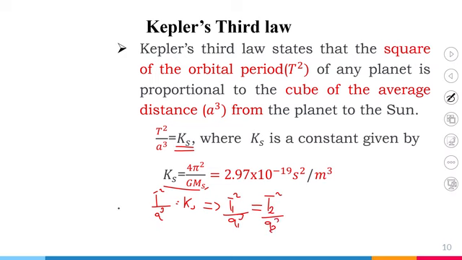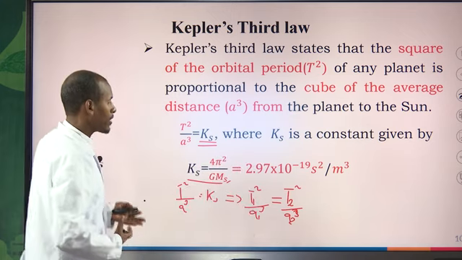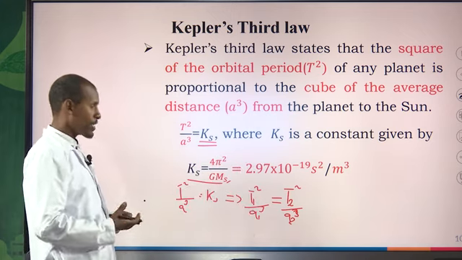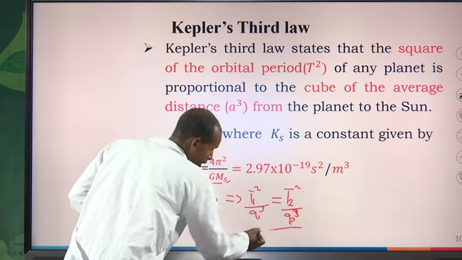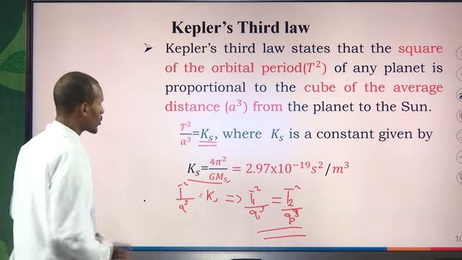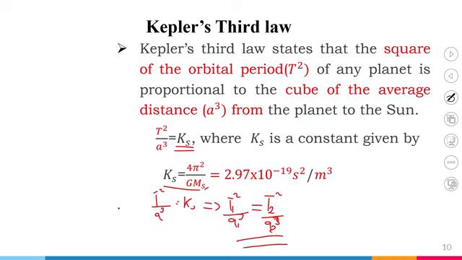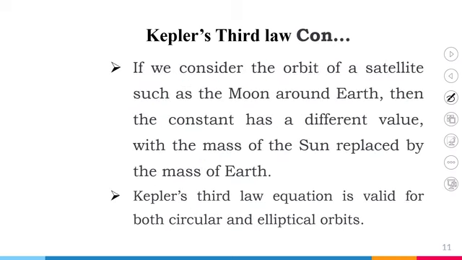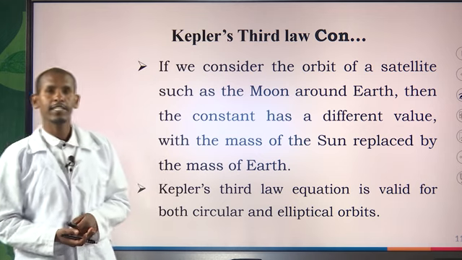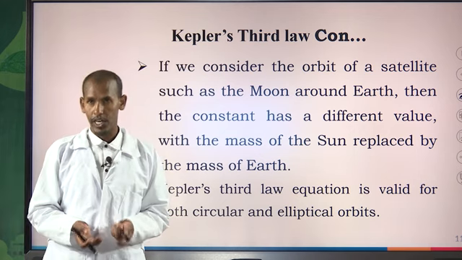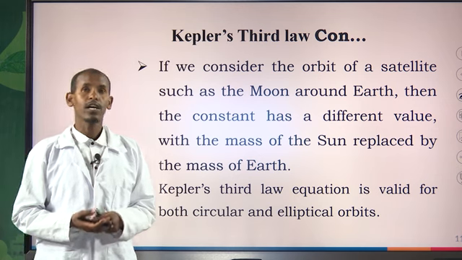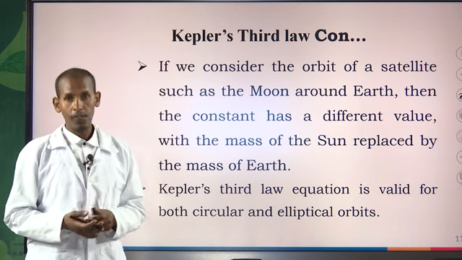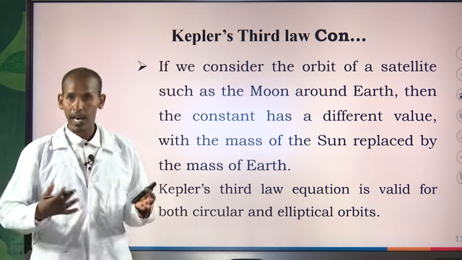If we are asked to compare the time period or the average distance from the sun to the planets, we can use this relation, because the ratio gives us the constant value K. If we consider the orbits of a satellite such as a moon around Earth, the constant has a different value, because the constant is 4 pi r squared over the gravitational constant times the mass of the sun.